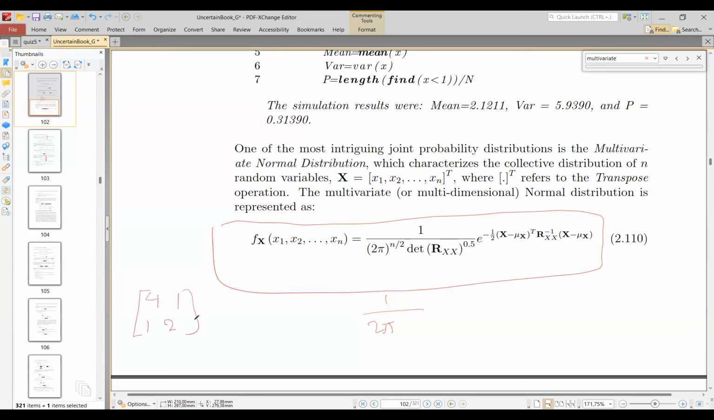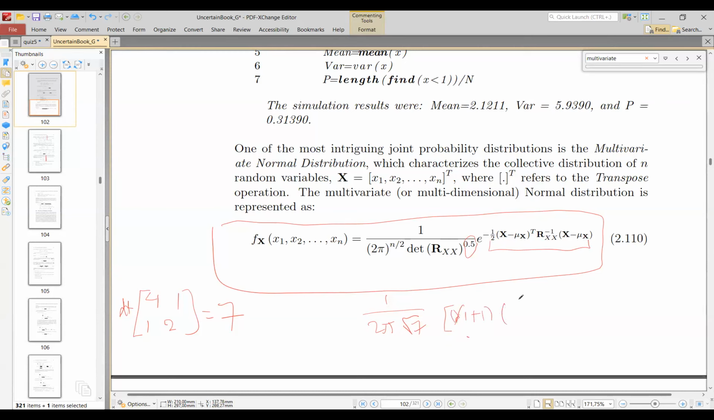Okay, and then we need to evaluate this term. So this term, forget now this minus half. Let us look at the others. So it will be a vector. In the first vector, we have x minus mu x. So we have x1 minus mu x1. Mu x1 was given as -1. So it will be x1 minus minus, it becomes plus 1.